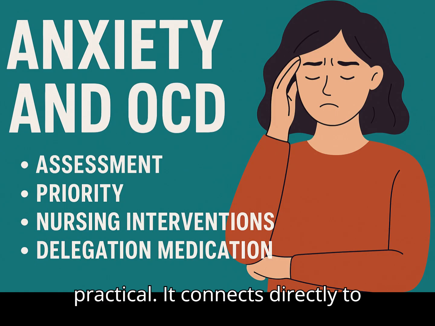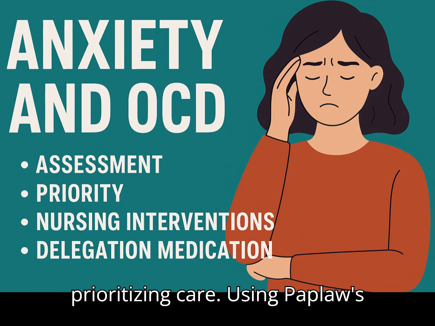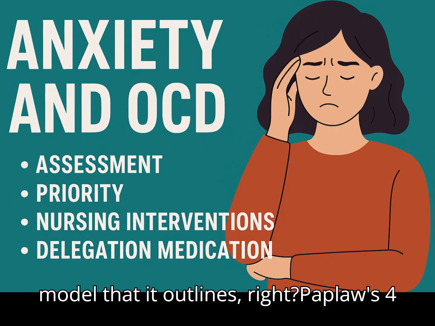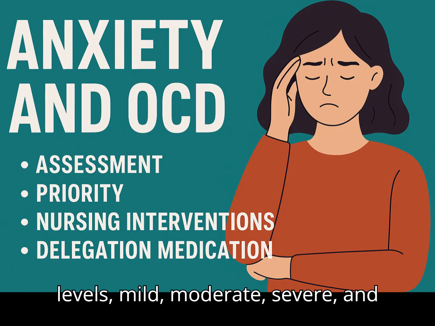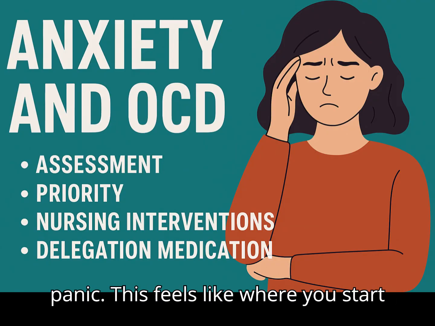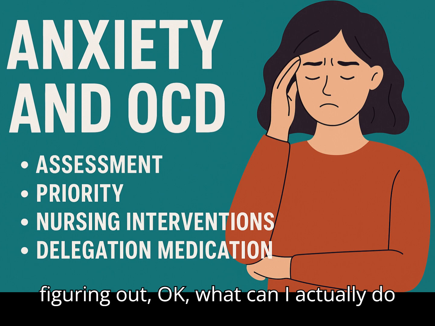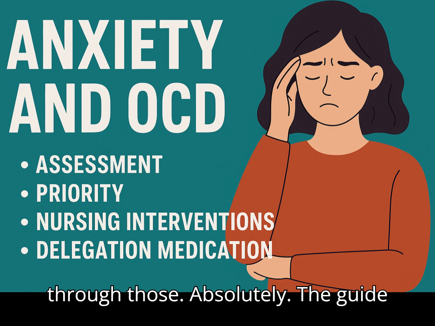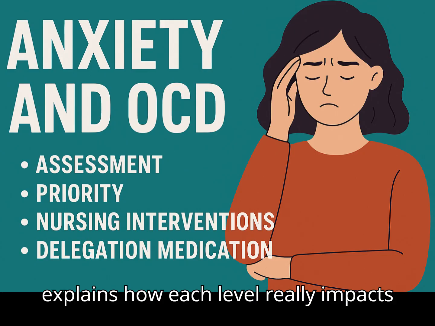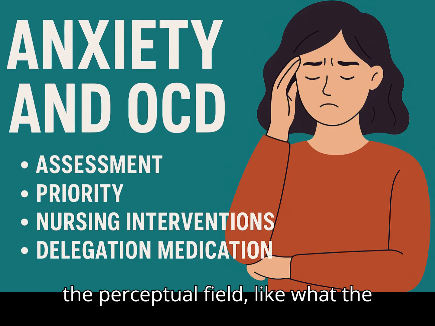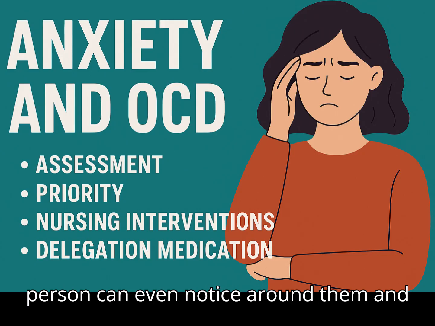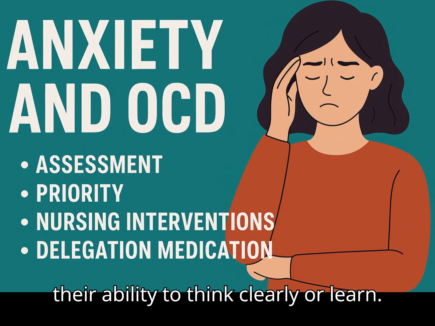And that's exactly where the guide's breakdown of anxiety levels becomes so practical. It connects directly to prioritizing care, using Peplau's model that it outlines. Ah, right. Peplau's four levels: mild, moderate, severe, and panic. This feels like where you start figuring out, okay, what can I actually do for this patient right now? Let's walk through those. Absolutely. The guide explains how each level really impacts the perceptual field, like what the person can even notice around them and their ability to think clearly or learn.